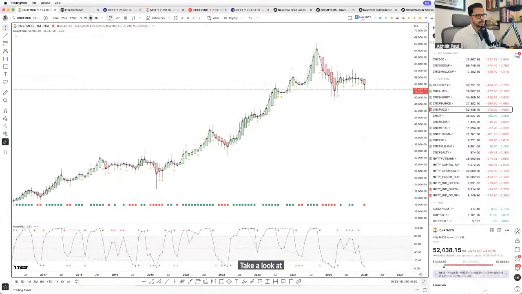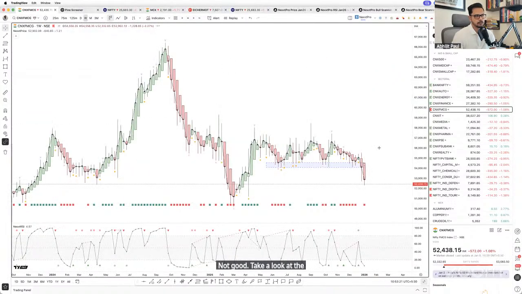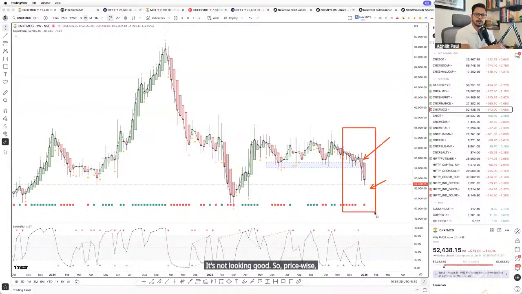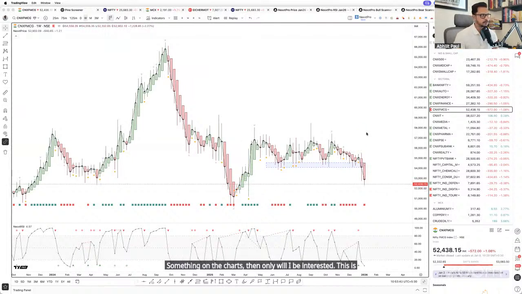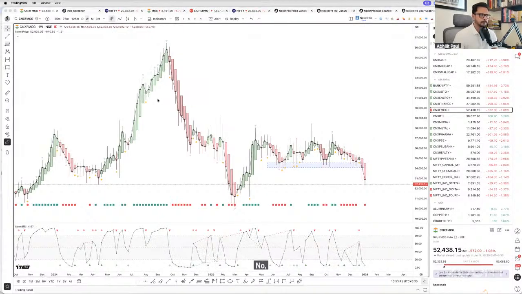So let's see FMCG. Take a look at the monthly chart and you get the picture. I don't have to say much. Not good. Take a look at the weekly chart and it has recently given that breakdown because of a large cap which has broken down. It's not looking good. So price wise or RRG wise, I cannot pick out anything bullish. Once it starts to give me something on the charts, then only will I be interested. This is the mindset. So FMCG, no, not happening.